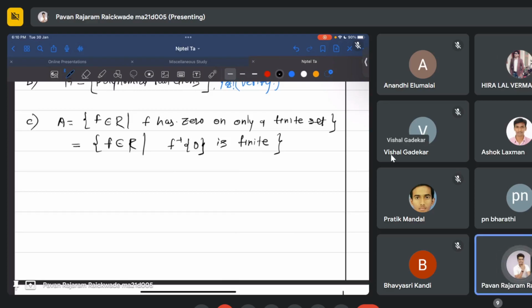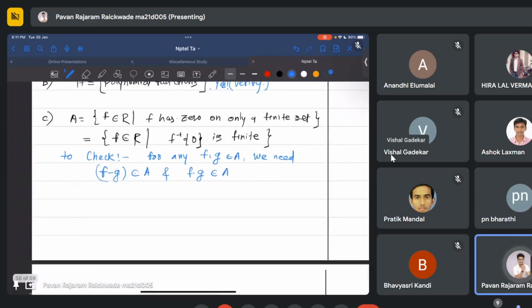So can anyone tell me about this part C? Will this set A be a subring? So what do we have to check? The same thing. The f minus g should be in A for any f and g, and the product should be in A, right? To check, for any f, g in A, we need f minus g to be in A and fg to be in A.